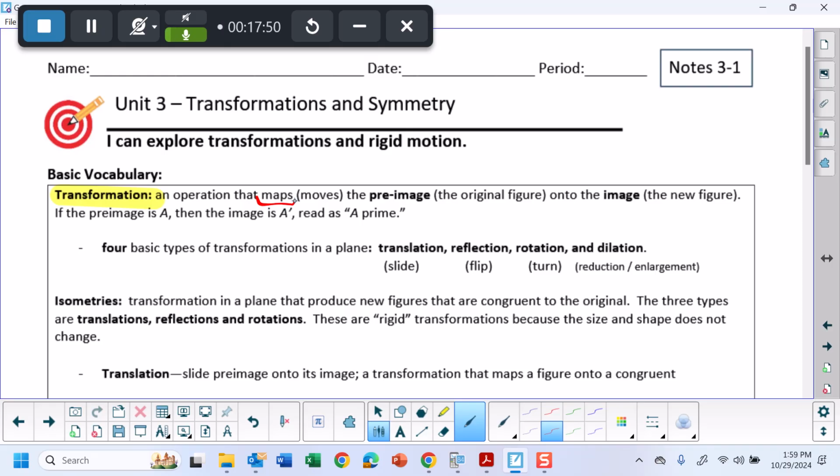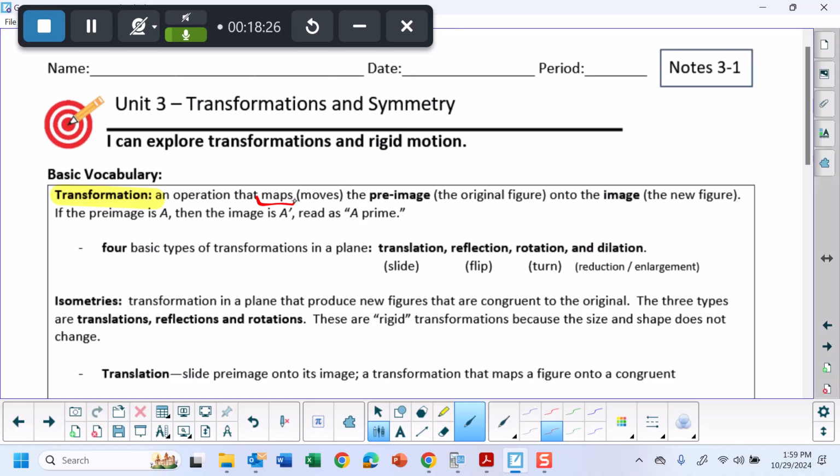Transformation is an operation that maps. Now your pre-image is going to be what came first. So let's say I have this as my pre-image, and then your image is going to be what is second. So whatever transformation that I would apply to this to map on top of that, that's that movement that I'm talking about. My original figure is my pre-image, and my image is the result of that pre-image being transformed.